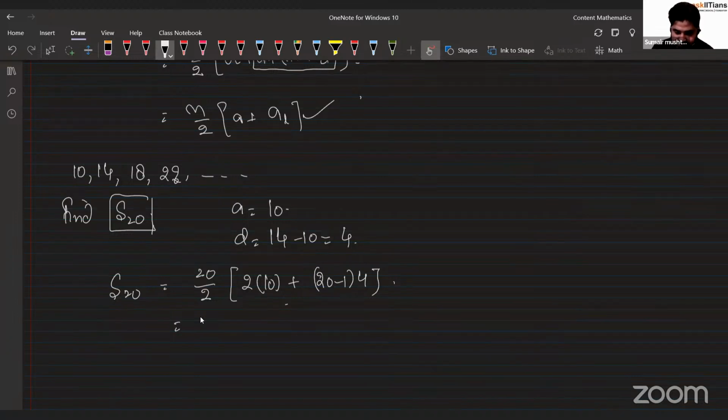Guys, let me know the answer in the chat. Come on. This is 10. This is 20. How much is this? 19 times 4 is 76, right? So this will become 96, this is 960. The sum of these terms is equal to 960. Simple.